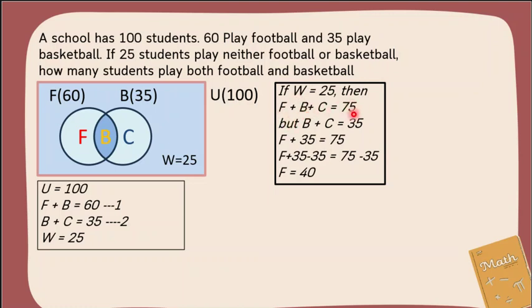But look here, in our second equation, we found that B plus C is equal to 35. And we have B plus C here. So in place of B plus C, we can replace it with the value 35. So F plus B plus C would now be F plus 35 being equal to 75. If F plus 35 is 75, then we can find the value for F by subtracting 35 from both sides, such that this will cancel that, and we have F being equal to 40.